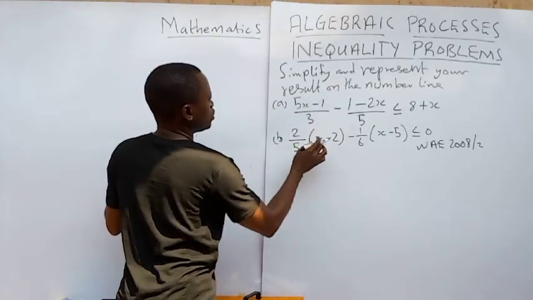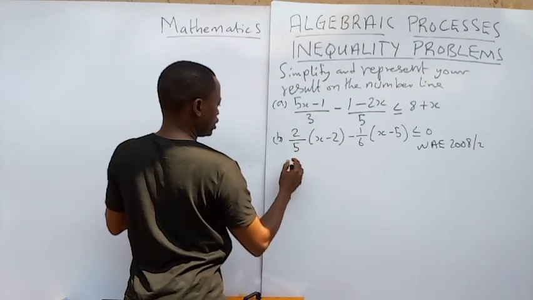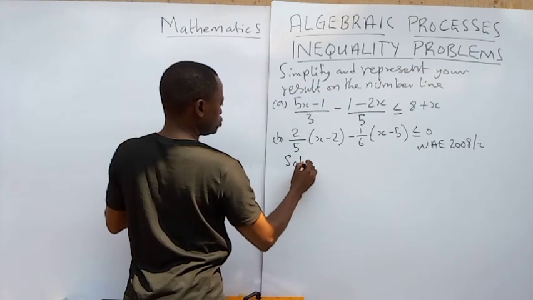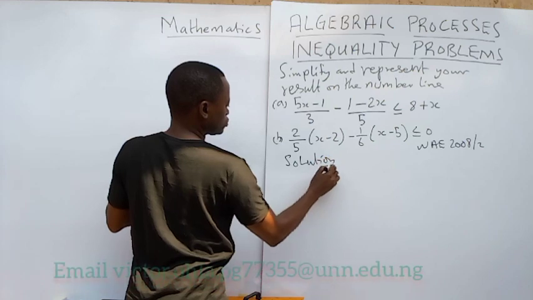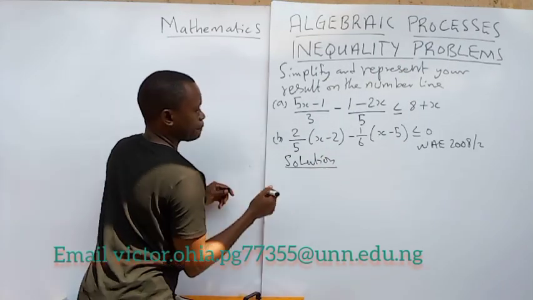Solution. This first one, they say simplify and represent your result on the number line. So you say solution. Let me start with this first one. Okay.